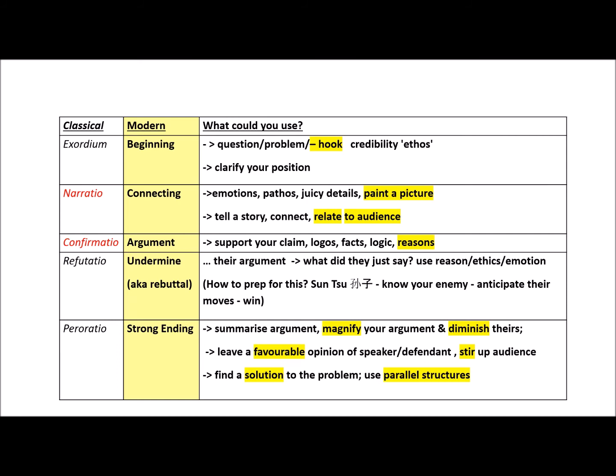If you started with a problem, give us the clear solution to the problem. If the person you're speaking to has a problem and you have a new way of solving it, this is the time to tell us, here is the new way of solving it. End strong.